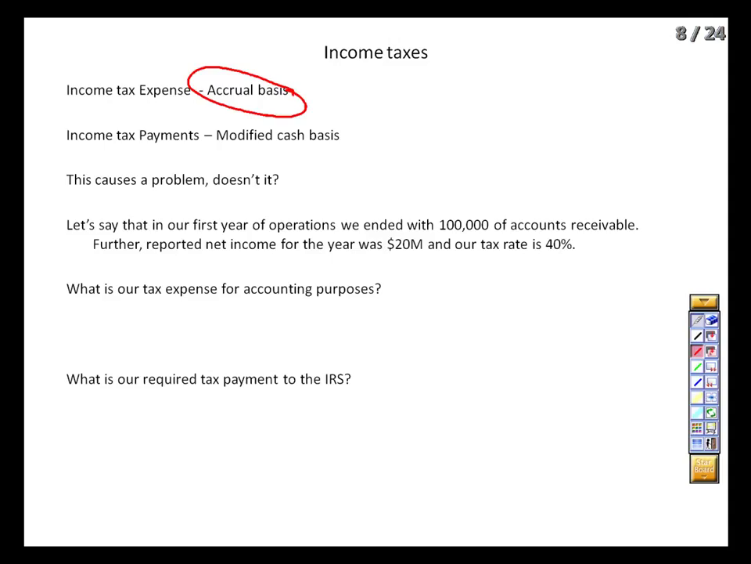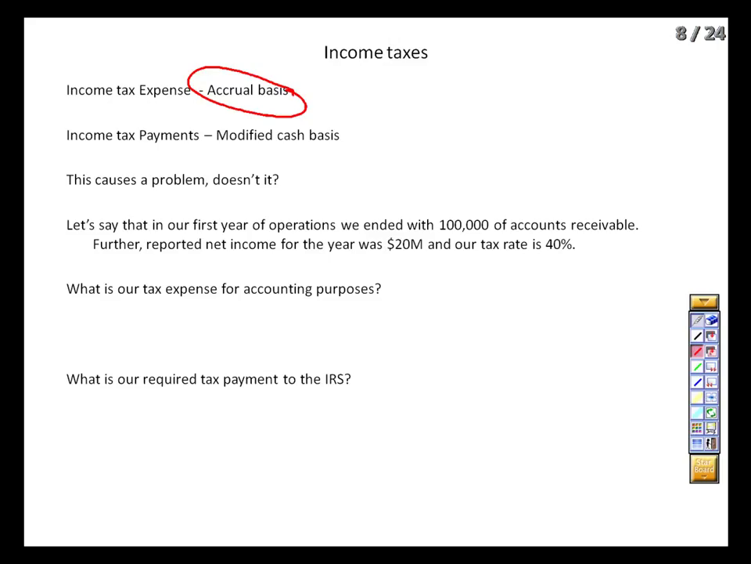Whereas the IRS, using this thing called the modified cash basis, doesn't care about receivables, or payables, or prepaids, or accruals. What they care about is when did the cash go out, or when did the cash come in. There's no such thing as an allowance for doubtful accounts for tax purposes. So this creates a problem. What we believe in our heart of hearts should be our tax expense is not going to jive with what the IRS asks us to pay in any given year, because our income tax expense is going to be based upon our accrual net income.